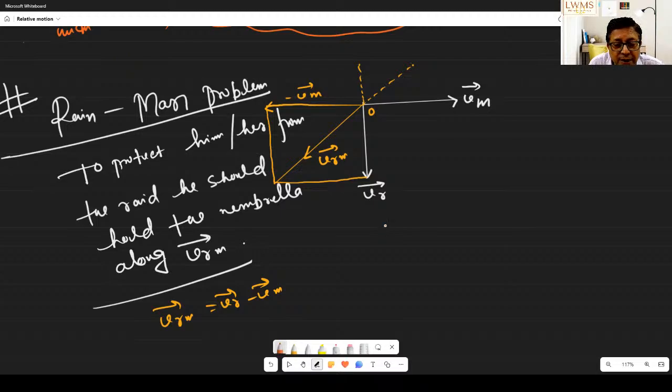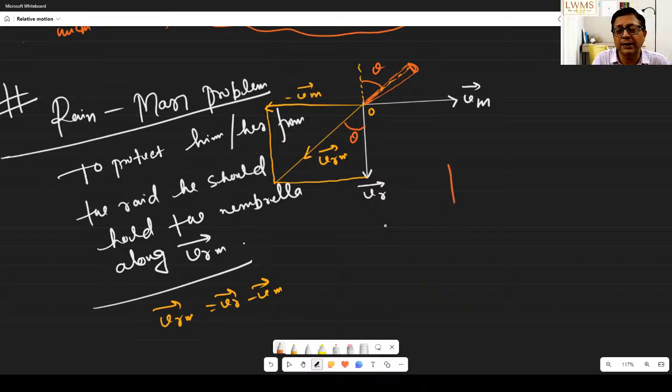I am trying to draw the umbrella here. He should hold the umbrella this manner, isn't it? To protect himself from the rain. This is the umbrella. This direction rain was appearing because VRM this way, this angle be theta. If I have given you VR and VM, how to get this theta?